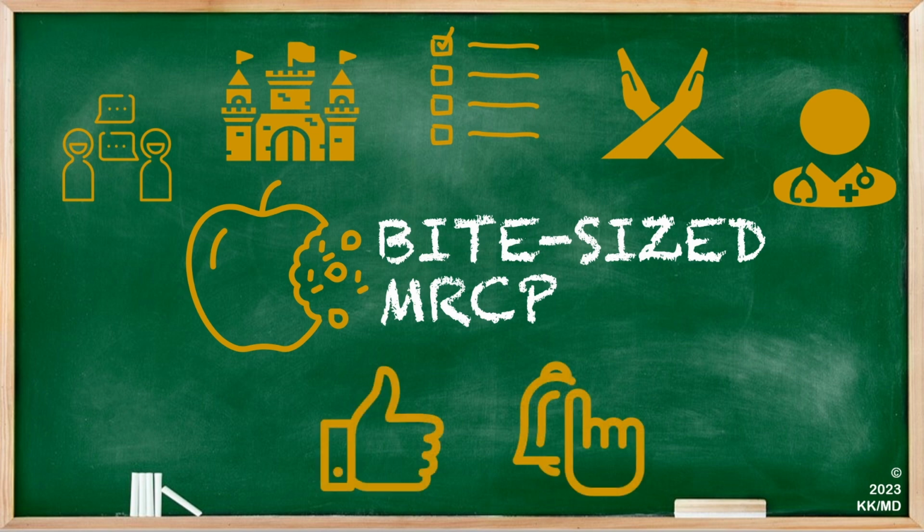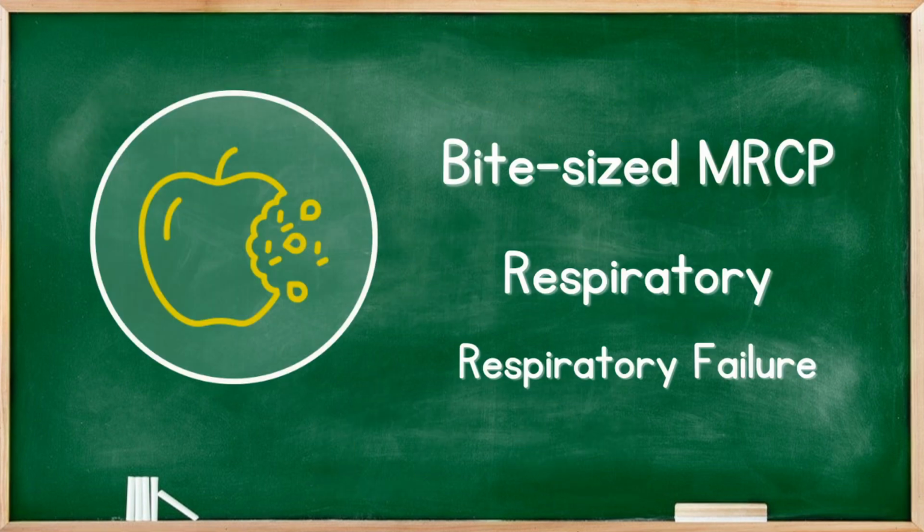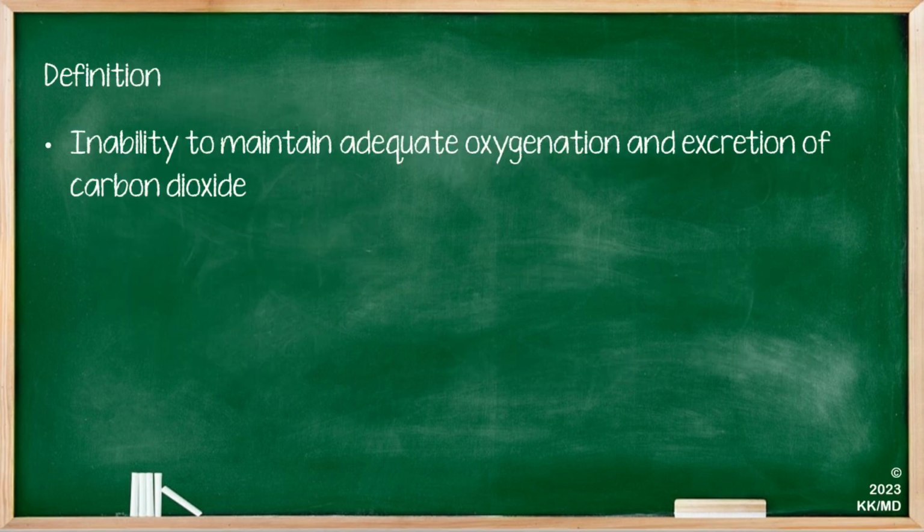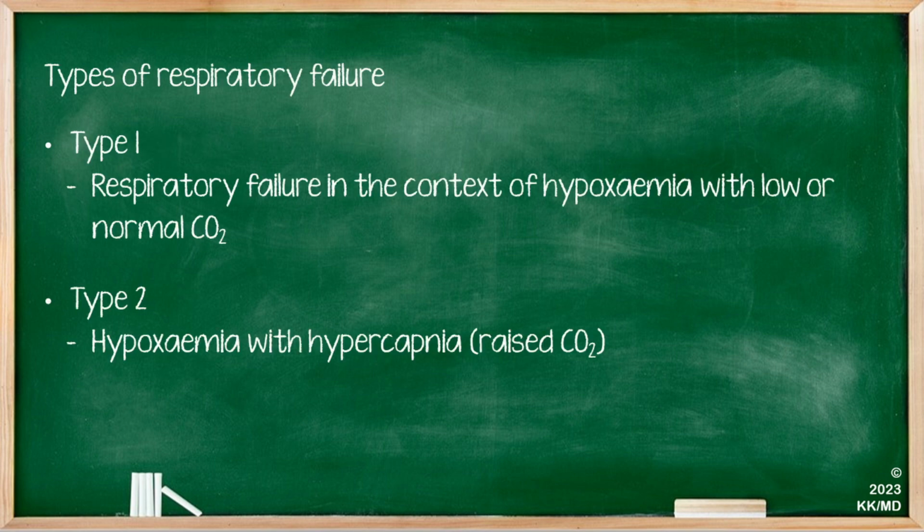Now, without further ado, let's get into today's topic, which is on respiratory failure under the section of respiratory medicine. So the definition of respiratory failure is inability to maintain adequate oxygenation and excretion of carbon dioxide. Generally speaking, there are two types of respiratory failure, type 1 and type 2. Type 1 happens when there is a respiratory failure in the context of hypoxemia with low or normal CO2. Type 2 respiratory failure, on the other hand, happens when there is hypoxemia with hypercapnia, which is raised CO2.